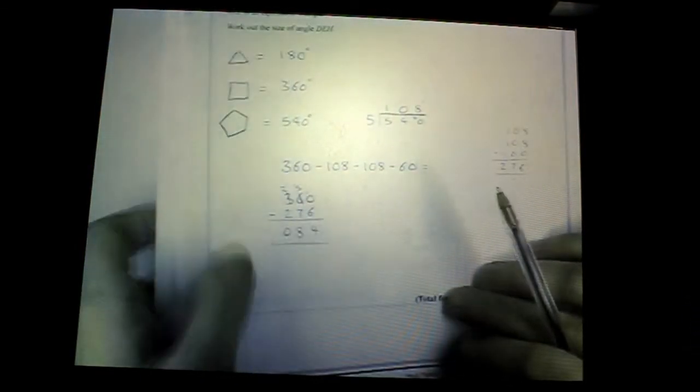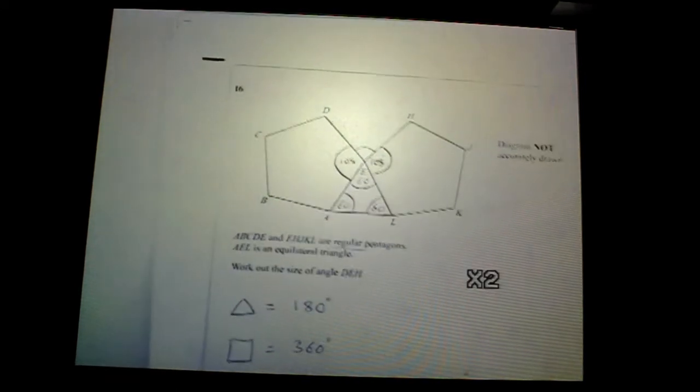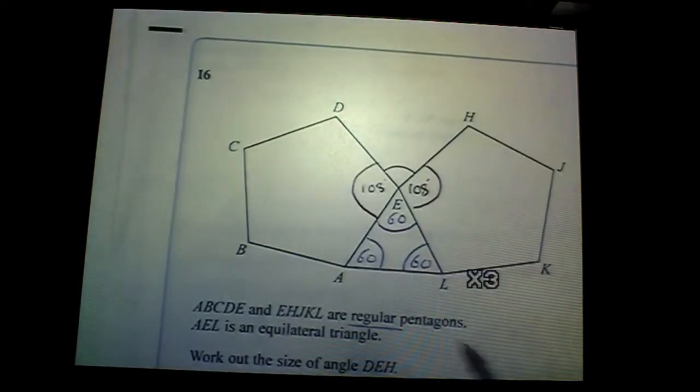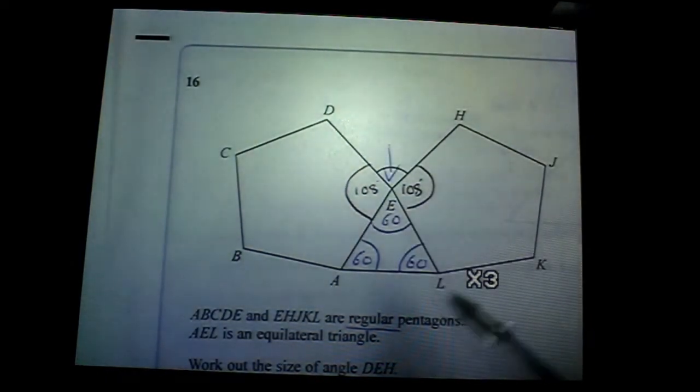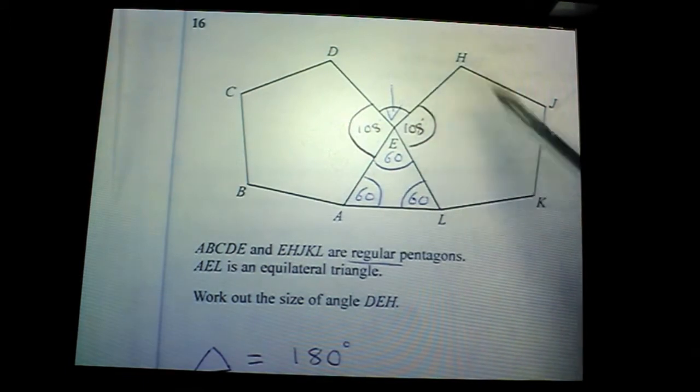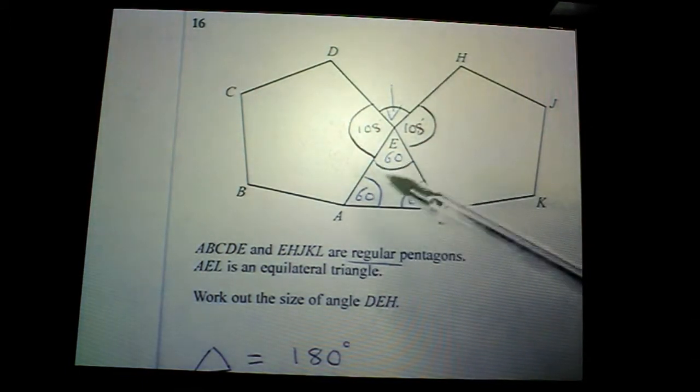Right, these ones come up quite a lot. There are lots of different ways of doing this. I'm going to show you what I think is the simplest way. You've been asked to work out what this angle is in there. Right, you're told that they're all regular pentagons, and that's an equilateral triangle. So I put in 60, 60, 60 because it's equilateral.